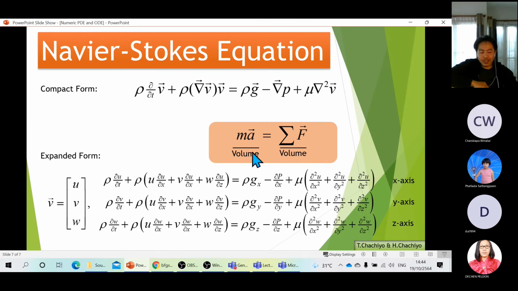The a is acceleration. That is the derivative of the speed over time. That's why you have this du/dt here, okay? But there are some other terms which we'll talk about. But in essence, it's simply F = ma, okay? What is this F here? Sigma F means you have so many forces in the term.